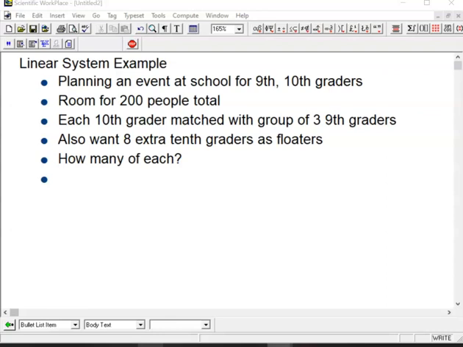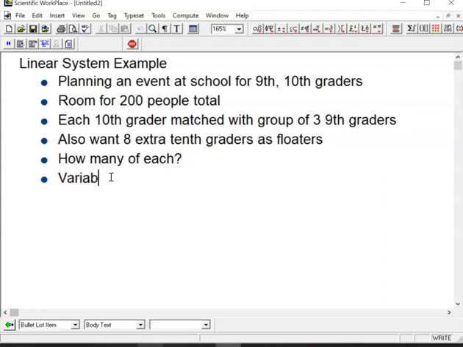All right, here's a word problem, an example of a problem that leads to a system of two linear equations and two variables. So we're planning an event at school for 9th and 10th graders. There's room for 200 people total, and the way we're going to run the event is each 10th grader leads a small group, a group of 3 9th graders. But we also want 8 extra 10th graders available as floaters for the event. And so how many of each can we have?